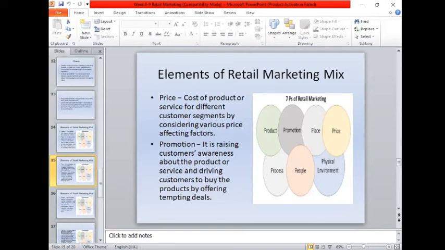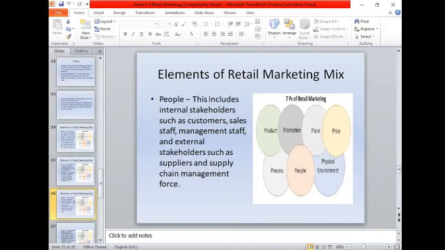Promotion is about an activity of communicating the products and services and even the store that will create awareness to the customers, reminding them and persuading them to buy the products that the retail business has to offer. People is about the internal stakeholders and external stakeholders. The internal stakeholders are the staff and the management. The external people are the customers who buy the products, and even the supply chain.